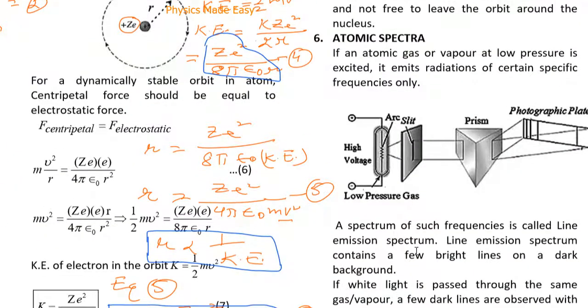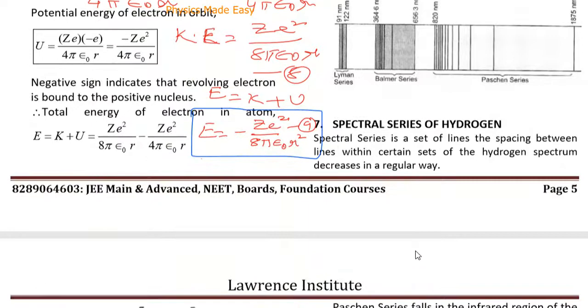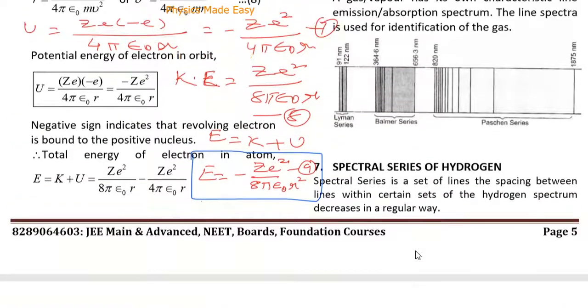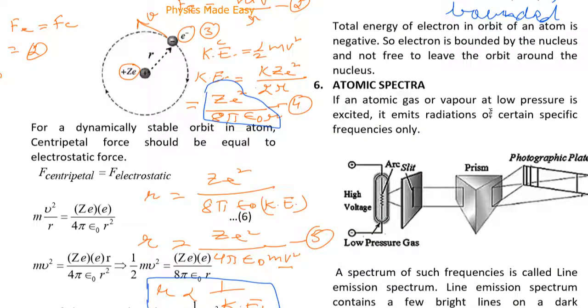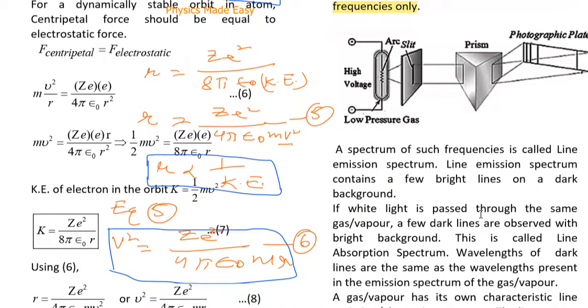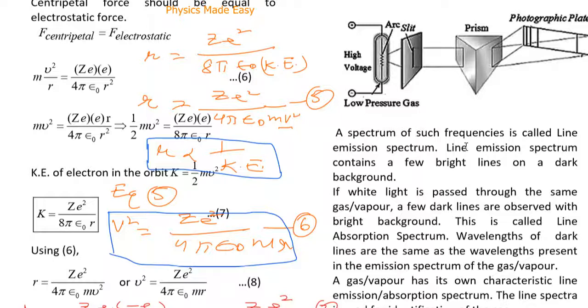Now, atomic spectra is out of the purview of the syllabus, but still I will give you an overall view. Atomic spectra: if an atomic gas at low pressure is excited, it emits radiation of certain specific frequencies only. A spectrum of such frequencies is called emission spectrum. Line emission spectrum contains a few bright lines on a dark background.